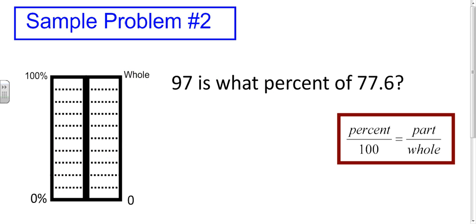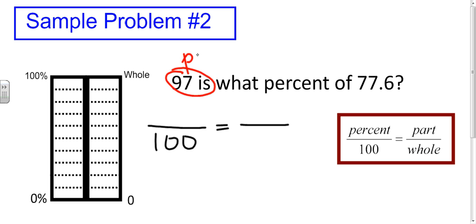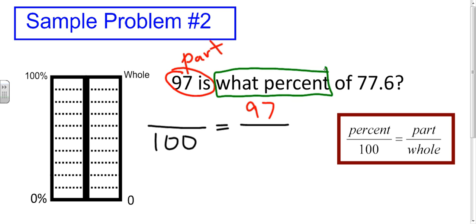All right, again, I want to find out another one here. 97 is what percent of 77.6? So I'm going to set this up. I need to find out my percent over 100 is going to be equal to my part over the whole. Well, when I look at this problem, I see "97 is what percent." 97, that word "is" is there. That's telling us our part. So my part goes over here, 97. What percent? This is what I don't know. I've got to figure this out. So that's my variable, right? I'm going to call that x.